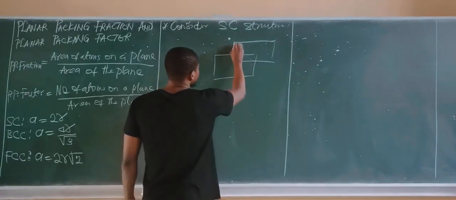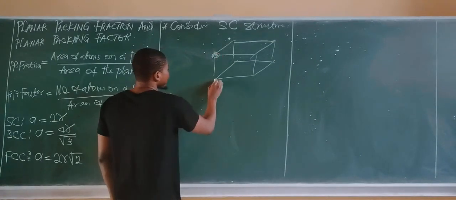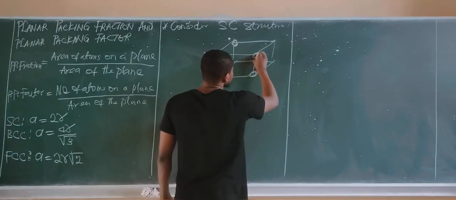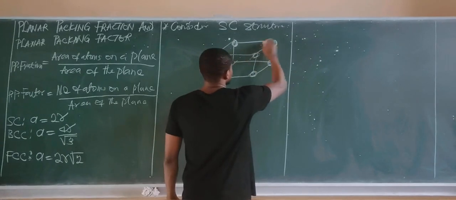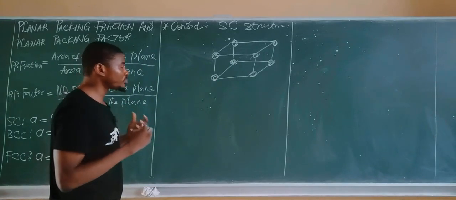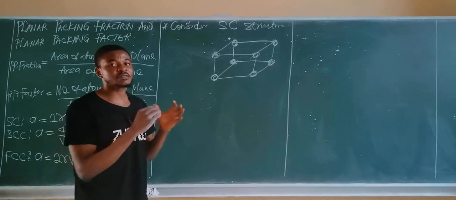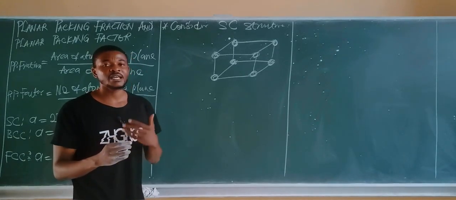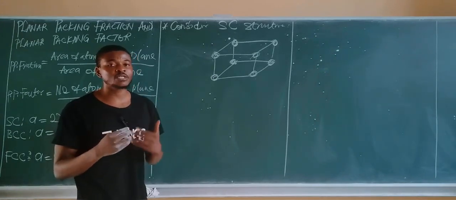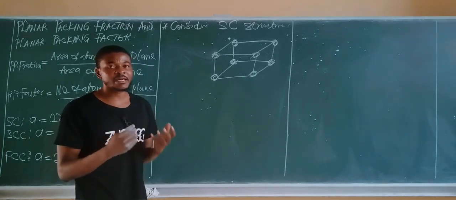For the simple cubic structure, we have the planes in this manner, and we have atoms which exist on each corner of the simple cubic structure. Now, what the planar packing fraction is talking about is to pick out a particular plane on this structure. It can be an FCC, it can be a BCC, but now we're considering an SC. Pick out a particular plane and tell us the total number of atoms on that plane. Also find the area of the atoms on the plane, and divide that by the area of the plane.